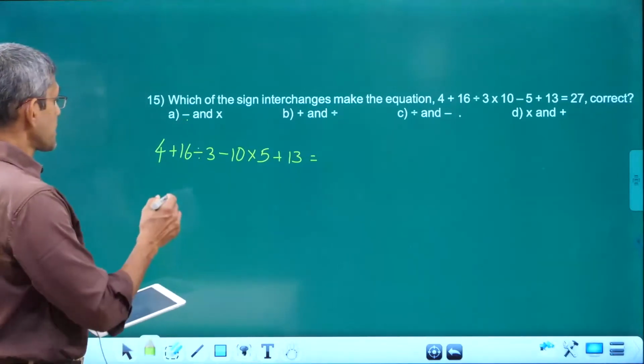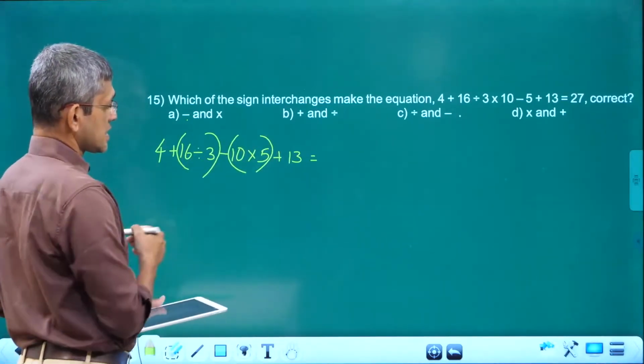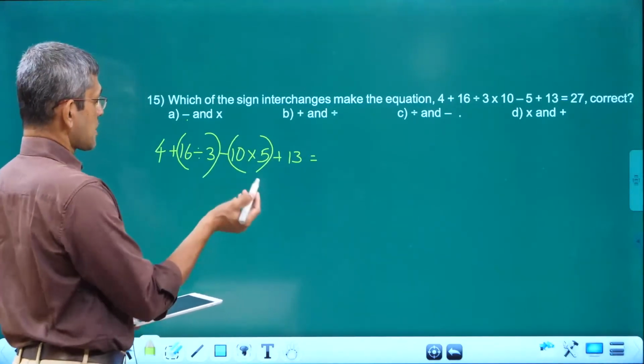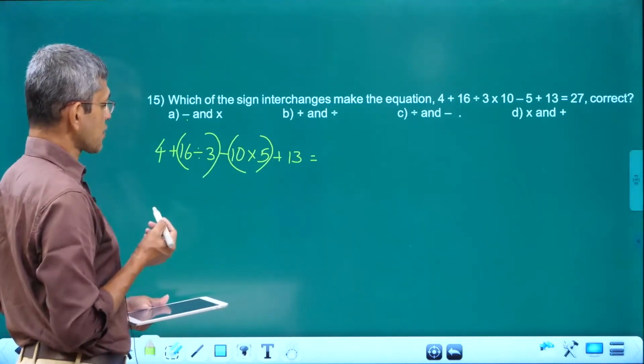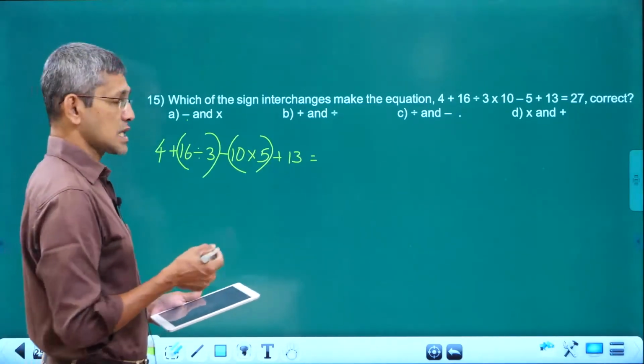Here what we have is 16 by 3 and 10 into 5 is 50. So that's minus 50 and plus 13. So when we solve it, are we really getting an answer 27? Naturally not. At a glance you can see that.